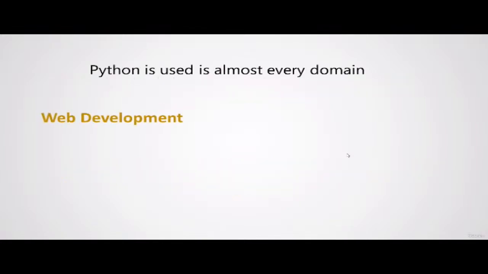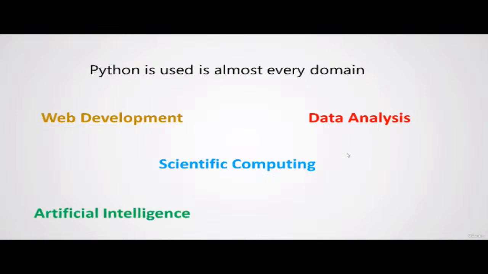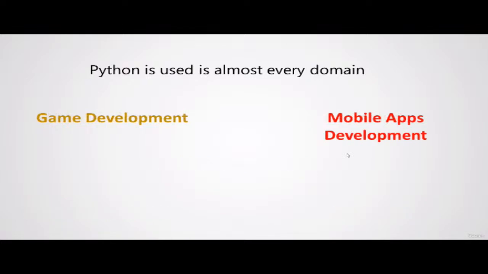Now, Python is used almost in every domain. It is used in web development, in data analysis, to compute some really complex scientific functions, in artificial intelligence, to automate stuff, in game development, and in building both Android and iOS mobile applications. So we can just say that literally Python is used in everything.